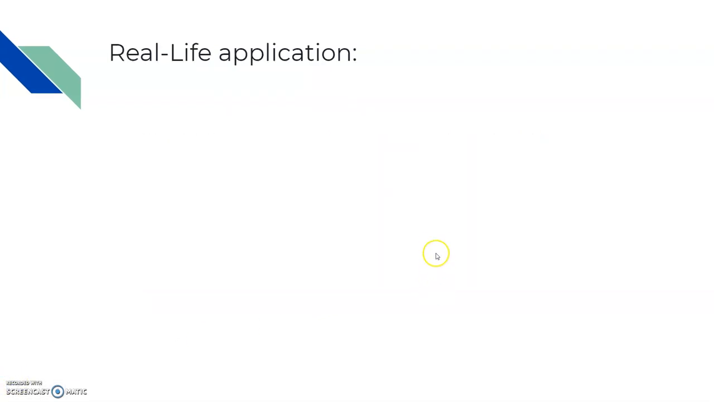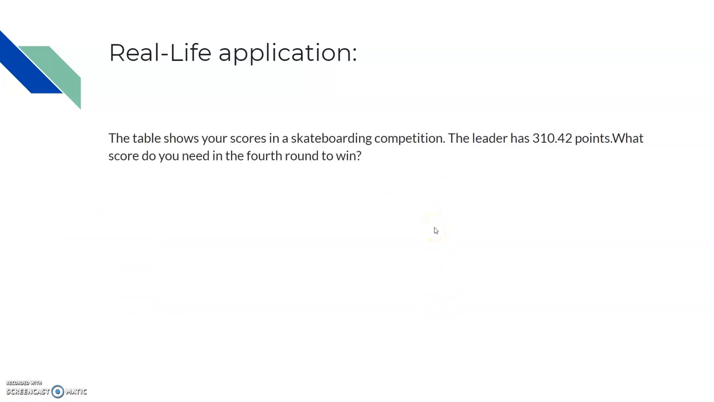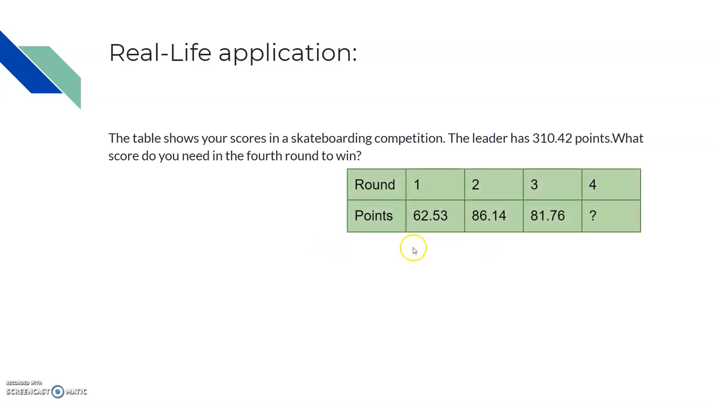Alright, now let's talk about a real life application. The table shows your scores in a skateboarding competition. The leader has 310.42 points. What score do you need in the 4th round to win? So now here's the table. We have rounds 1, 2, 3, and 4. The points are filled out for the first 3 rounds. There isn't a number of points for round 4 because we need to find the number.